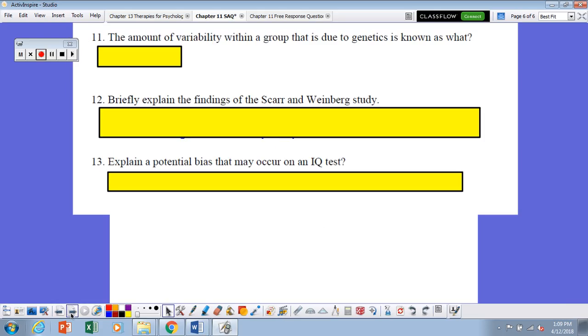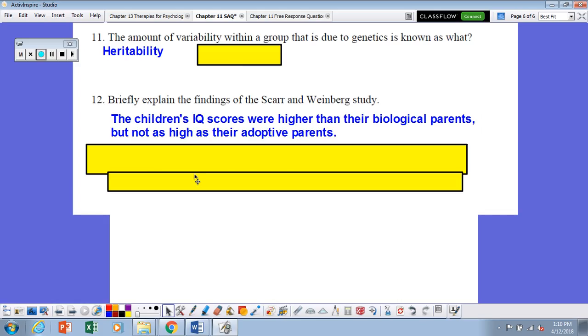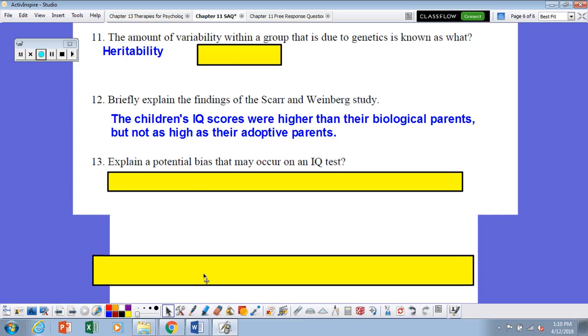Number 11, the amount of variability within a group that is due to genetics is known as heritability. Number 12, briefly explain the findings of the Scarr-Weinberg study. In their test in Minnesota, they basically found that children's IQ scores were higher than their biological parents, but not as high as their adopted parents.